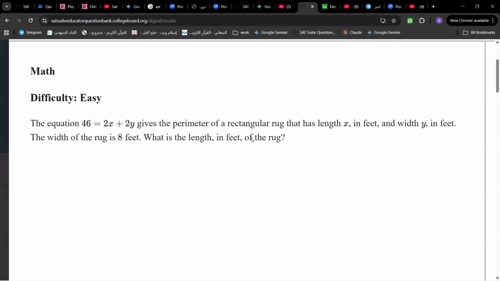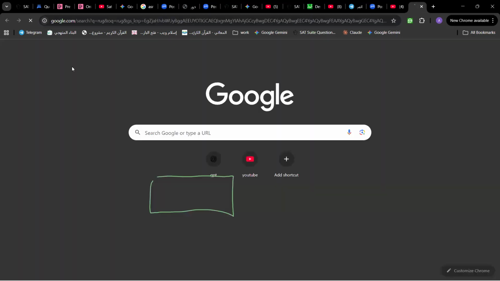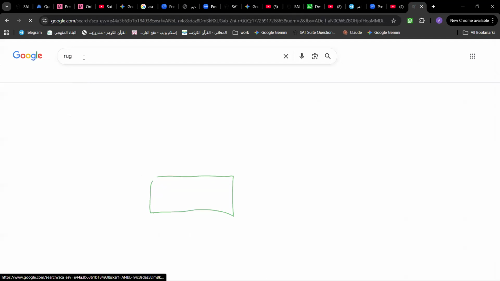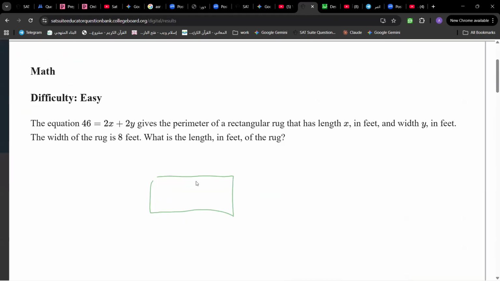This equation gives the perimeter of a rectangular rug that has length x in feet and width y in feet. The width of the rug is 8. What's the length in feet of the rug? So you have a rectangle. The width of the rug is 8, and we don't know the length.